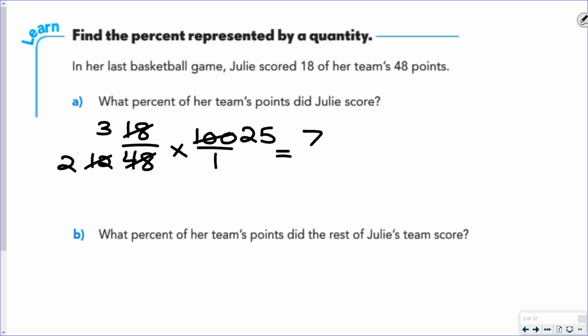25 times 3 is 75. 2 times 1 is 2, which gives us a percentage of 37.5%.